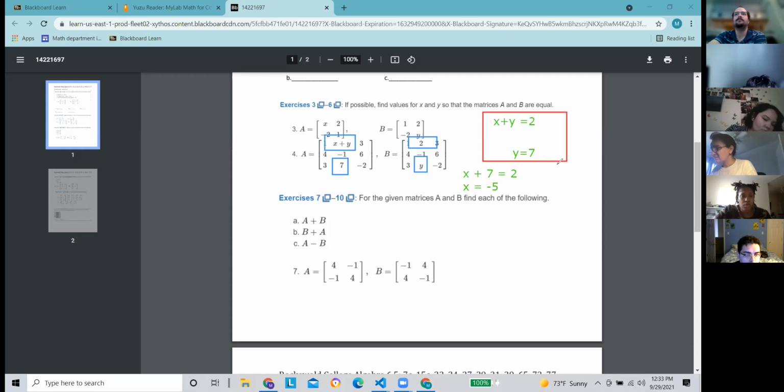I have a question about 4. From my understanding, x equals negative 5. So if x equals negative 5, that means they are not equal, right? We want to find values of x and y that make A and B equal. So if we're looking at A and filling it out now, we have 1, and then in the middle we have minus 5 plus 7, and then we have 3. So this is just the first row from A.